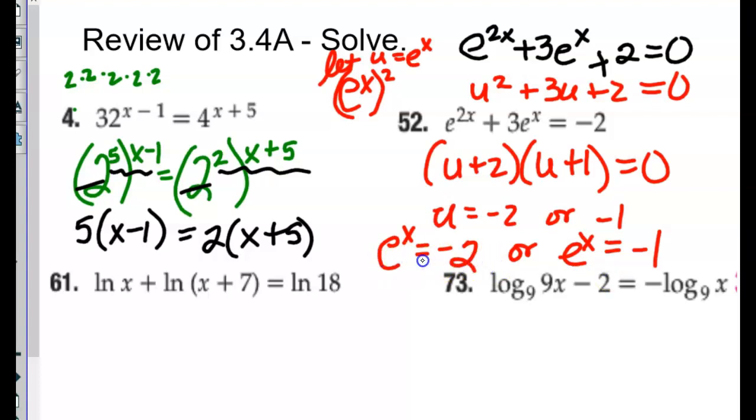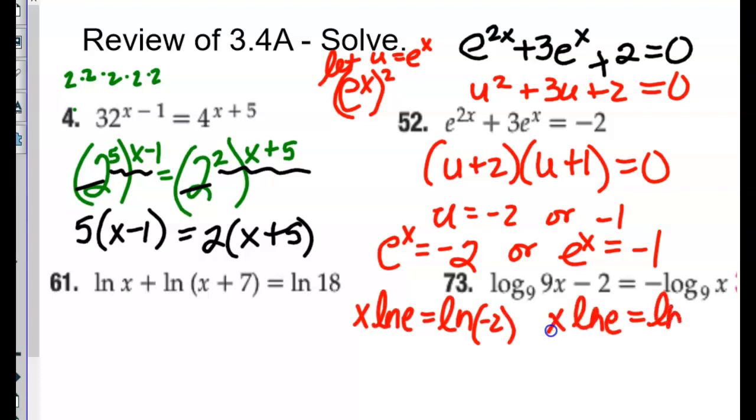Yeah, we have to do ln of both sides. So we'd have x ln of e equals ln of -2, or x ln of e equals natural log of -1. And both of those are not possible, right? Can't take the log of a negative number. So that one has no solution. But I just wanted to follow through because you have to do that last step in order to get x by itself. All right, that was a mess.